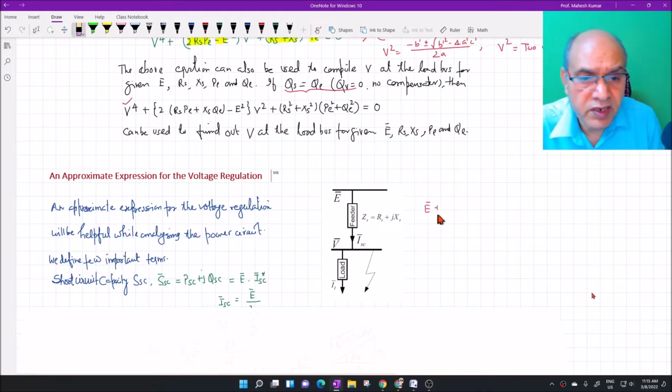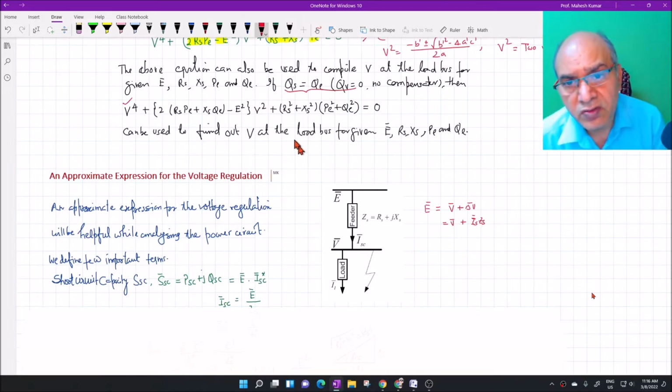Last time we solved that equation, and based on that we found all those previous discussions. So B plus delta B. And what is delta B? B plus IS into ZS. And this I we have solved based on the power actually. That's how that equation came.